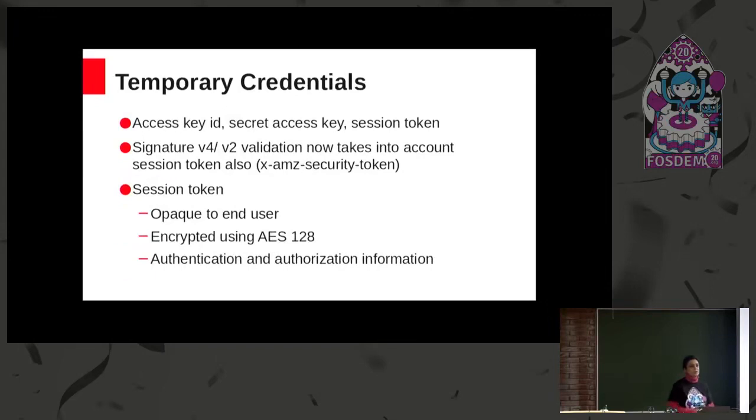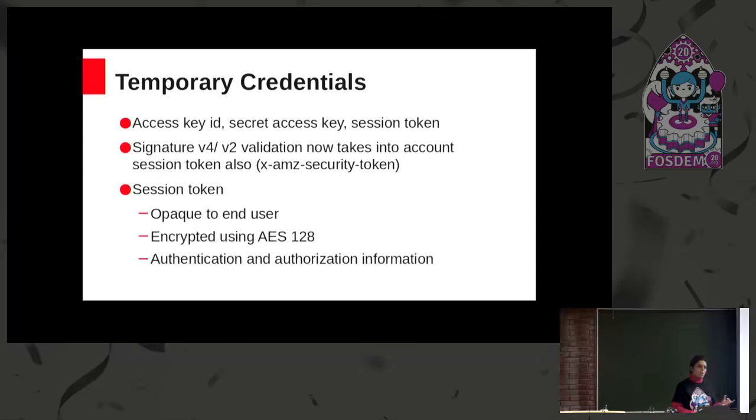So what are temporary credentials? Permanent credentials in order to access S3 resources are a pair of access key ID and secret access key. Temporary credentials, in addition to these two parameters, also include something known as a session token. So what does the session token include? Whenever any STS API is invoked in the RGW, it returns temporary credentials back to the end user, and it includes the access key ID, the secret key, and also a session token. The session token is encrypted and therefore opaque to the end user, but it contains a lot of useful information for RGW.